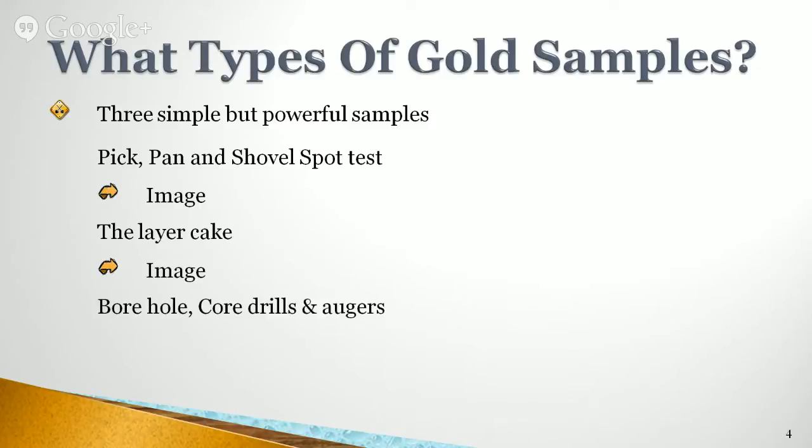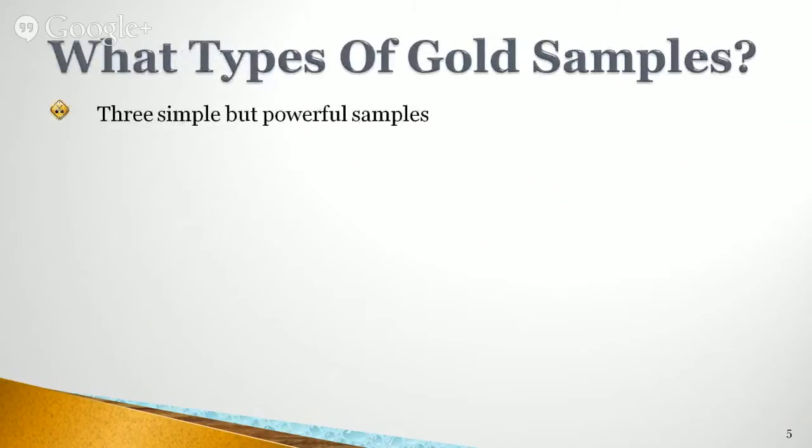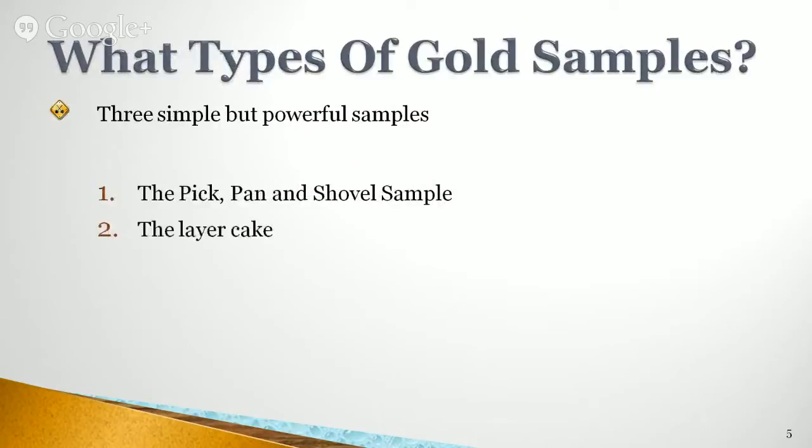Borehole, core drills, and augers. Basically, this is a more unusual type of sample, and it requires a little more equipment and discipline. But you'll want to talk about it in the context. So we'll get to that in a second. So what types of samples? Those three powerful types: pick, pan, and shovel, the layer cake, and the borehole or drill hole.